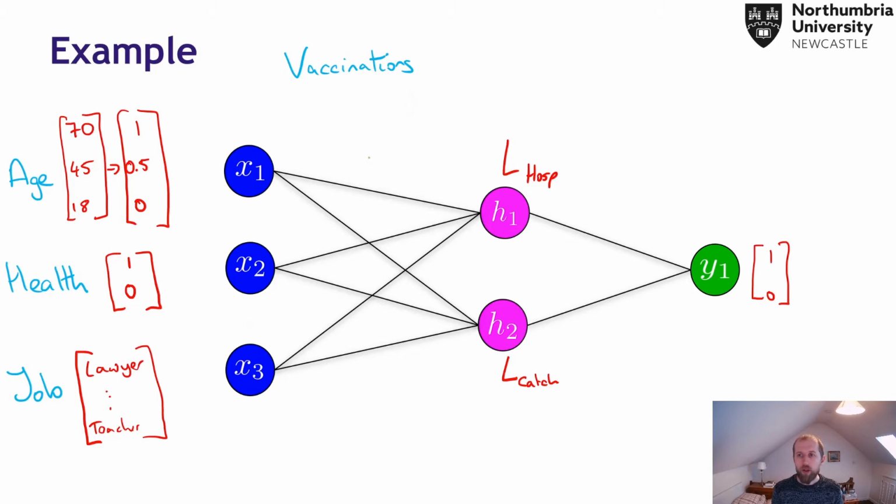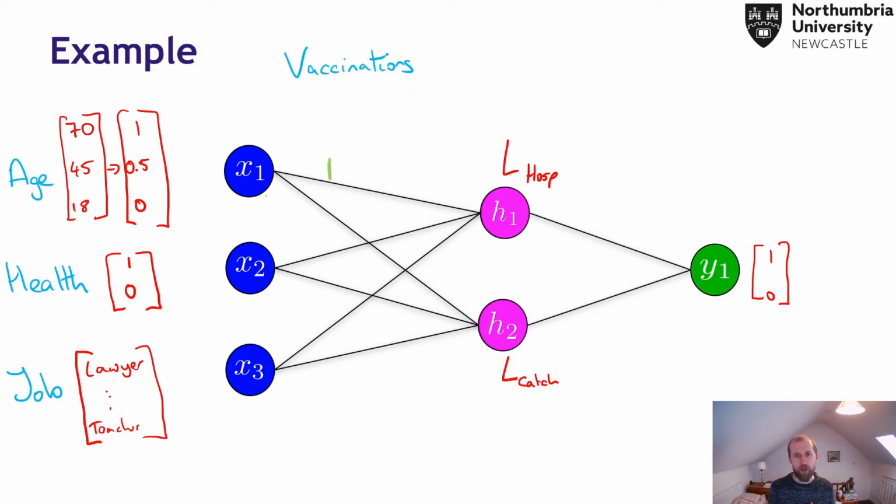So the only thing that we're missing now is to work out what the weights are going to be. And you can see, you already know that people who are older are more likely to be hospitalized. So there's probably a high correlation between this node and this node. So we're going to give that a 1.